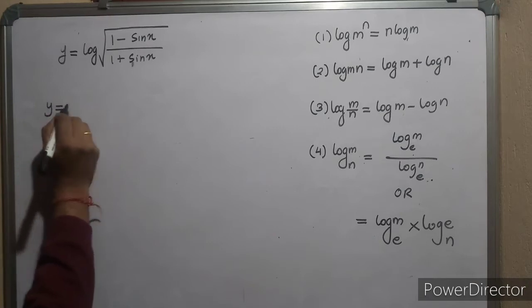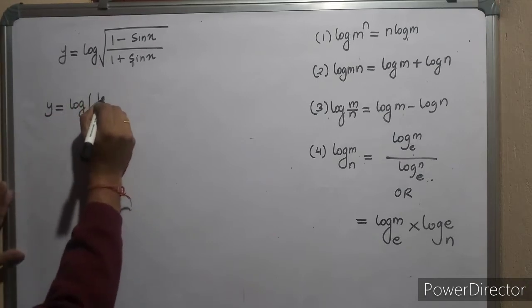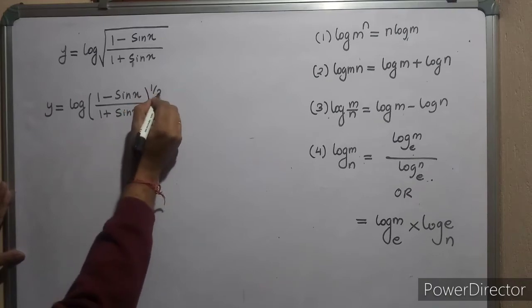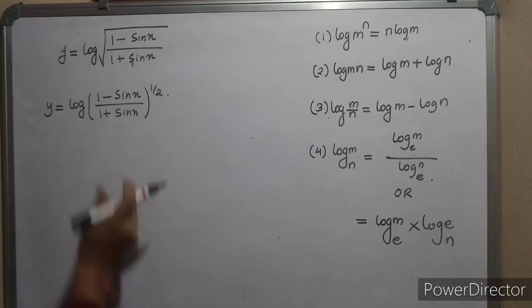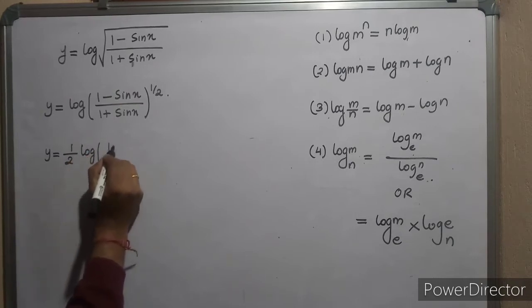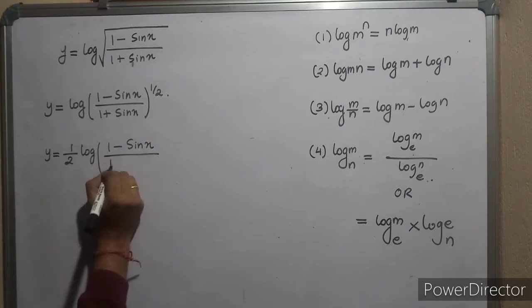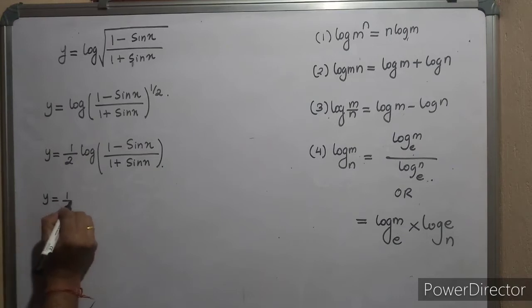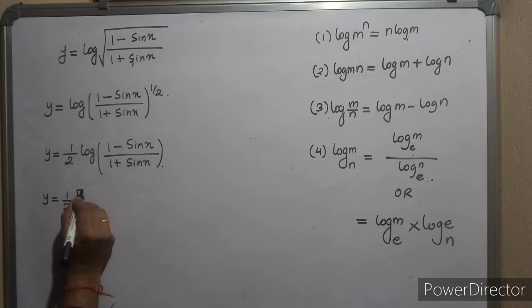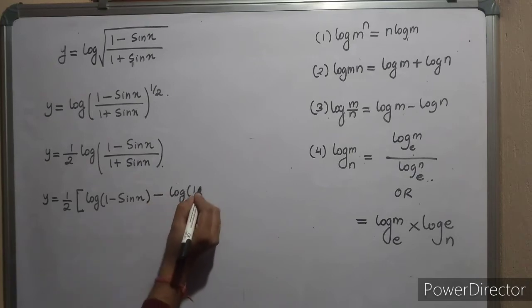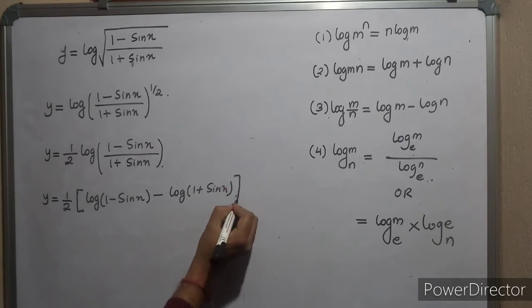Now y is equal to log, and root actually means to the power half. Now I'll apply this property, log m to the power n. Let us suppose this whole thing is m to the power n, where n is half. So we can write half log of 1 minus sin x over 1 plus sin x. Now next we'll apply the third property, log m over n. Then we can write half within bracket log m minus log n. Now after simplification, you can differentiate these functions.